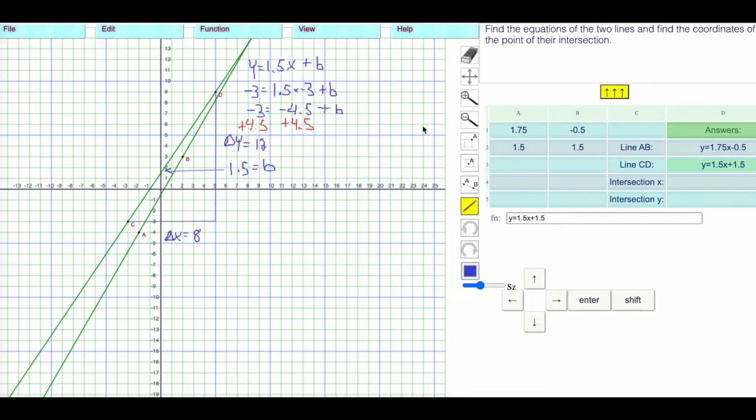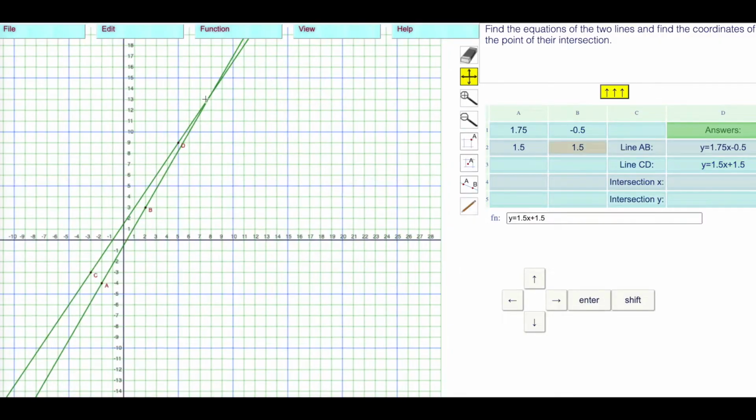Now we need to find the point of intersection. It looks like it's going to be 7.5-ish. Put our guess down as 7.5-ish. In the y direction, 13.5. This is my guess. We're going to now calculate it exactly and see if we're close.